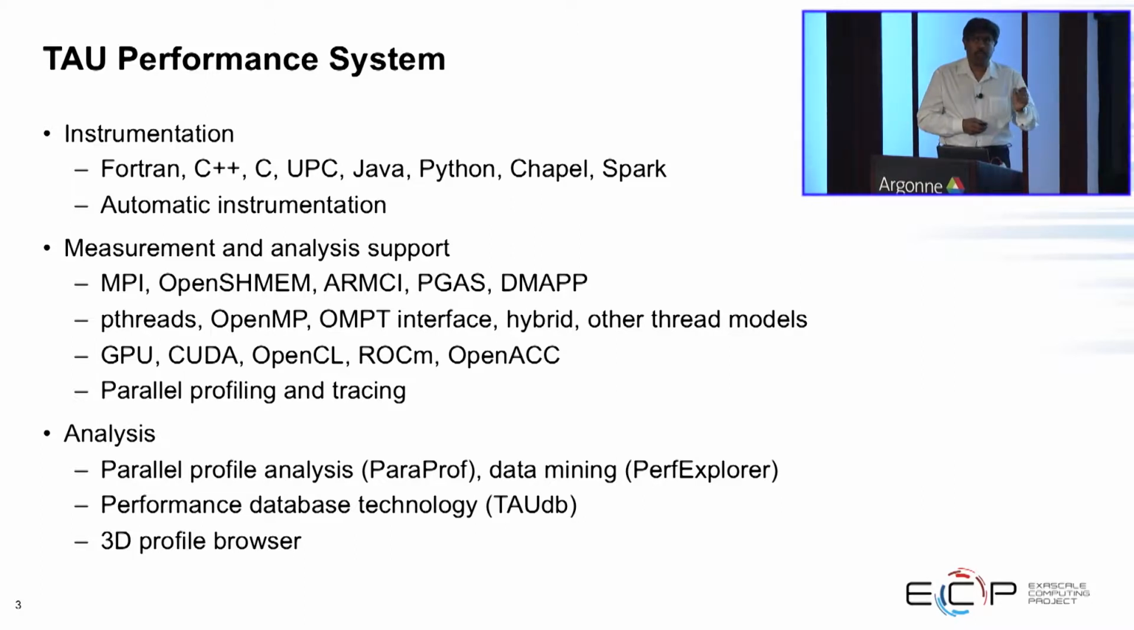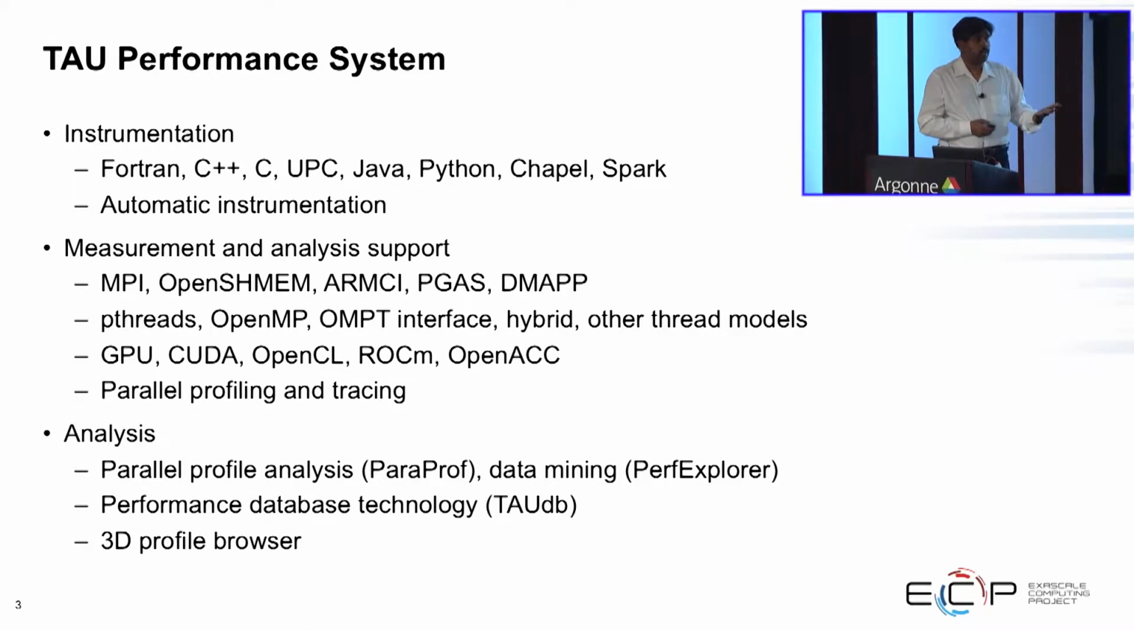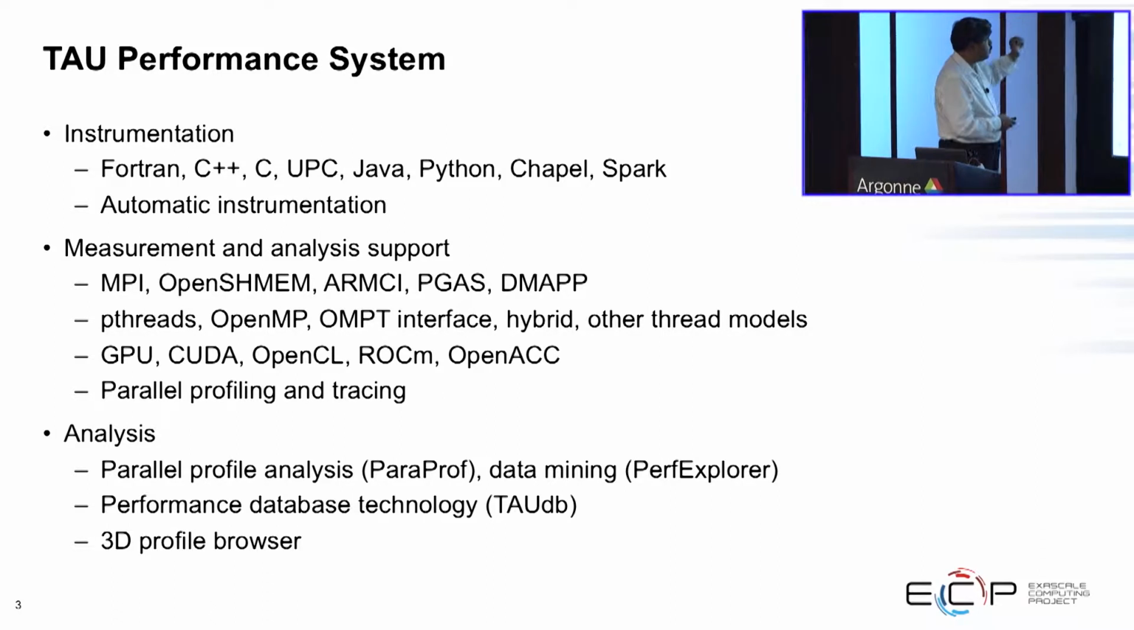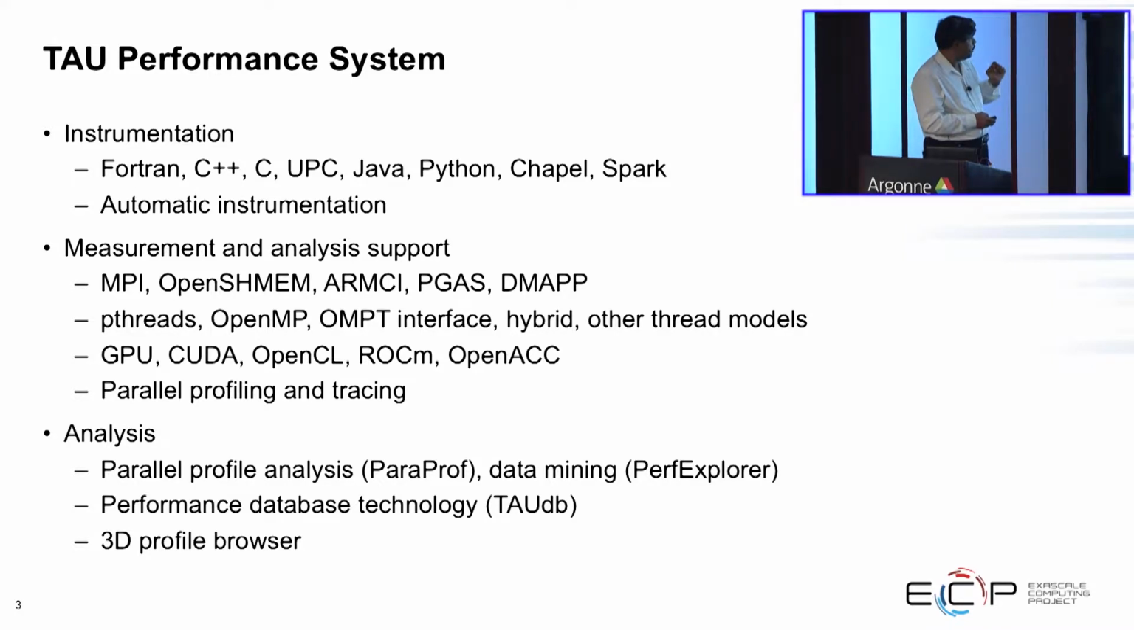One of the most important locations where you can insert these hooks is at the runtime. If you have an MPI or a pthread or an OpenMP runtime, it's very easy to insert hooks at the runtime without modifying the application binary. And we'll look at some examples of this. We have support for MPI, OpenSHMEM, RMA, PGAS runtimes, even DMAPP in Cray, and a variety of different threading models, as you can see.